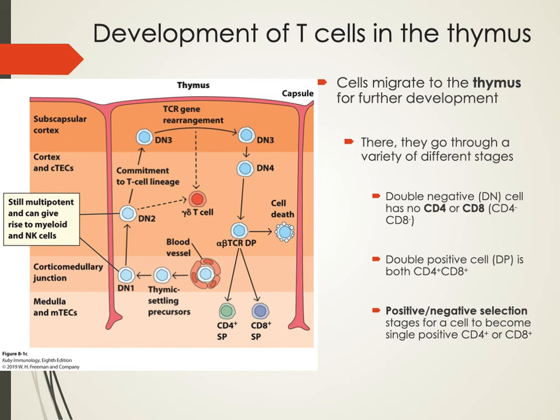Keep in mind that when we're talking about the terms double positive, single positive, or double negative, that's just referring to CD4 and CD8. There's a slew of other markers, just like we were saying about c-KIT, CD44, and CD25, but there are also additional markers like CD3 that are present. So just because it is double negative, double positive, or single positive, it doesn't mean it doesn't have expression of other surface markers.